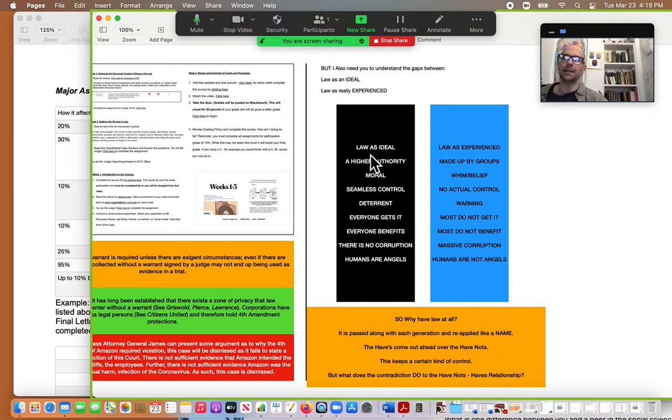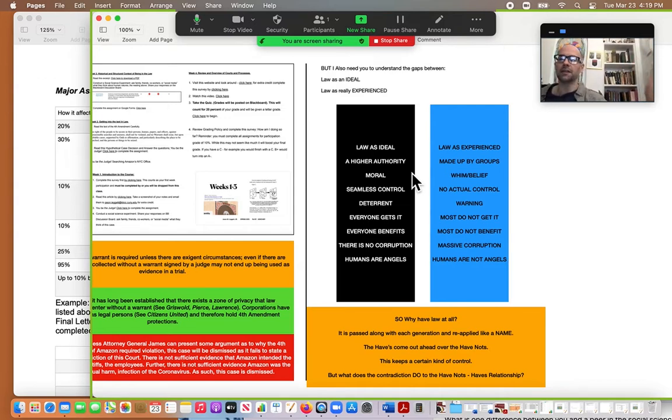So if law was an ideal, there'd be some higher authority that decided what the law would be. It would be based on some kind of idea of morals. There'd be seamless control, meaning that anyone who doesn't abide by the law would then be punished immediately. This would, of course, serve as a deterrent, so people wouldn't want to step out of line. Everyone would understand the law. Everyone would benefit from following the law. There'd be no corruption, and humans would be angels. So this is not real, right? This is not even remotely. This isn't even a good movie.